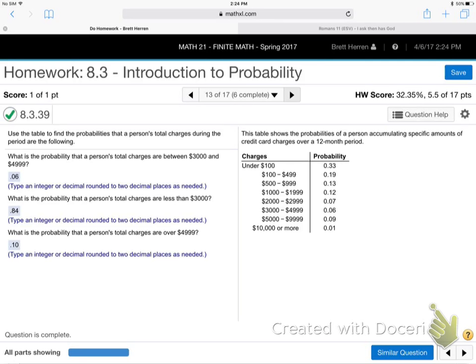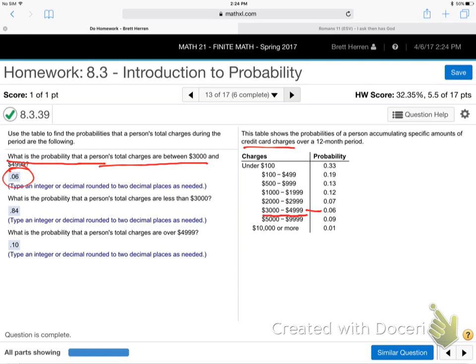Okay, so basically, this is credit card charges. Here they are, under 100 and so on. So this is all the different people's credit card charges. What is the probability that a person's total charges are between $3,000 and $4,999? That's just the 0.06 directly. I didn't do anything fancy there. 0.06. All right, next part.